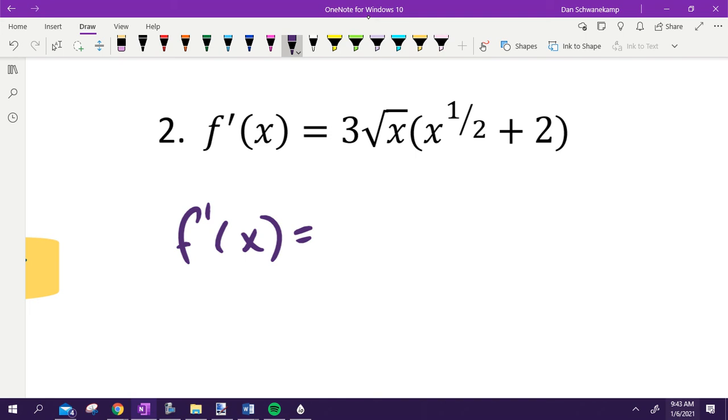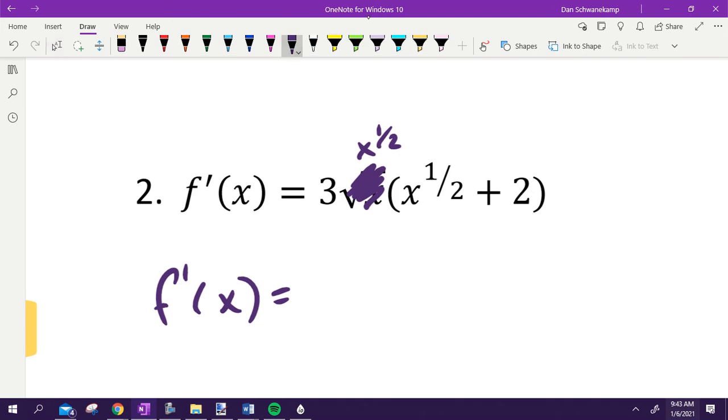For example, square root of x. No, I'm not messing with that. What could I make it instead of square root of x? It would be the same thing as what? X to the 1/2. Okay? And right now I've got 2 x's in this problem and they're being multiplied. So you're thinking like product rule and stuff. We don't want to mess with that. So instead, we can just distribute because they're being multiplied.